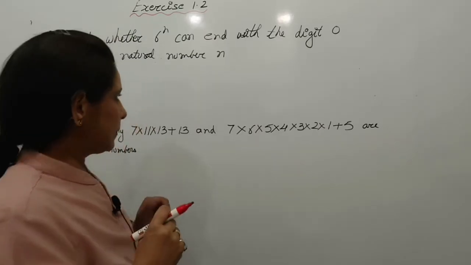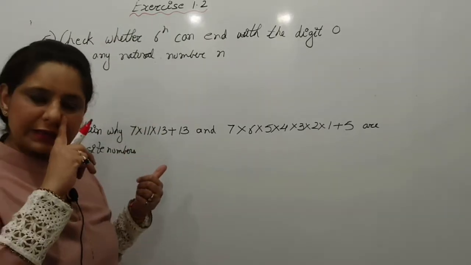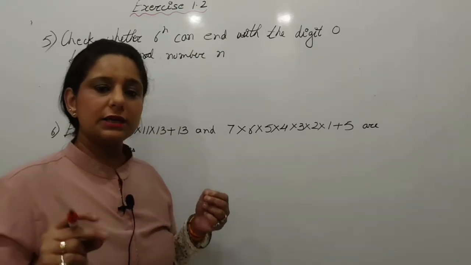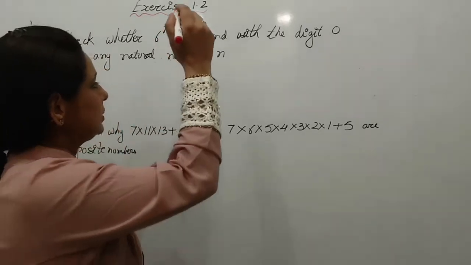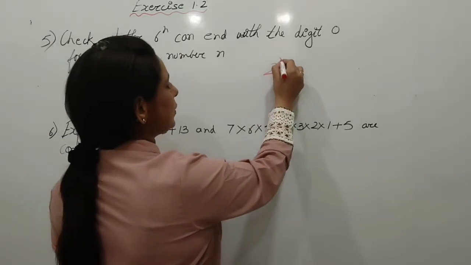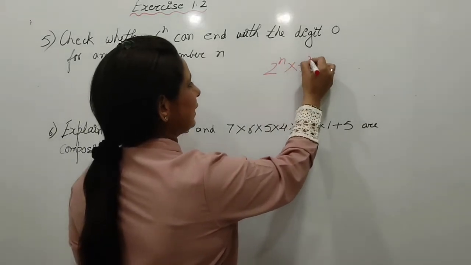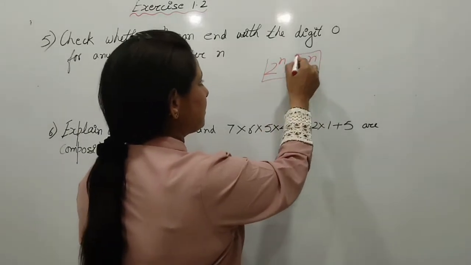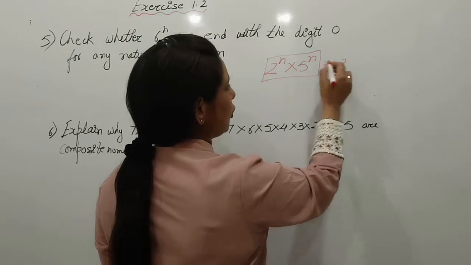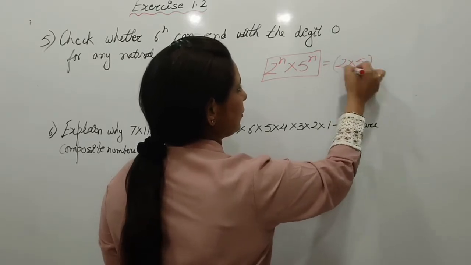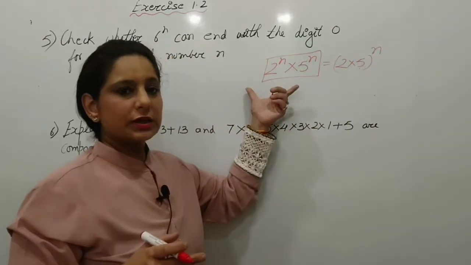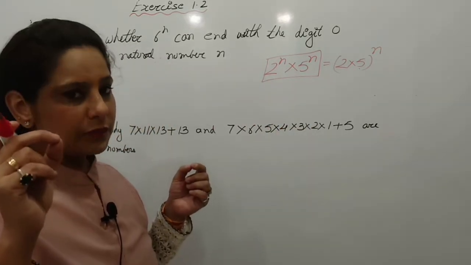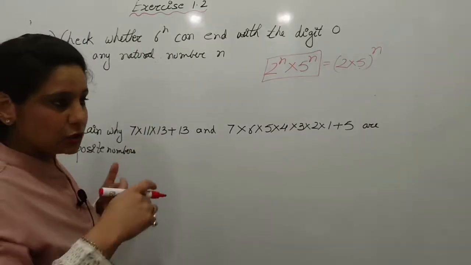How can we check that? You studied last year in 9th standard that a number ends with 0 only when it is in the form of 2 raised to n and 5 raised to n. So just remember that the number which is in the form of 2 into 5 whole raised to n, or 2 raised to n into 5 raised to n, will only end with 0. So let us check what 6 raised to n is.